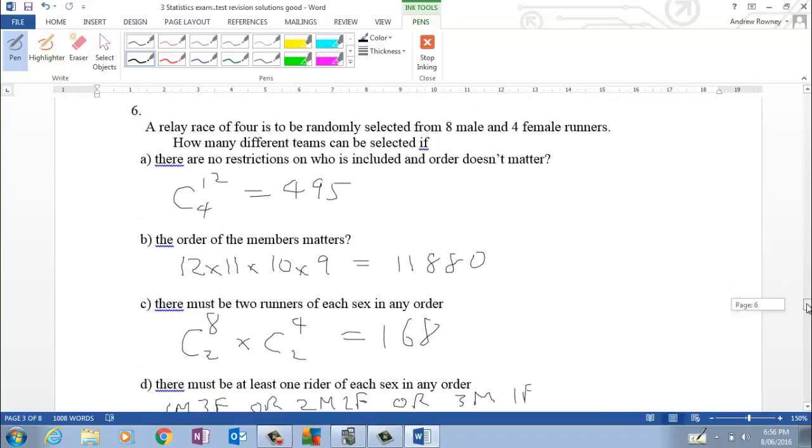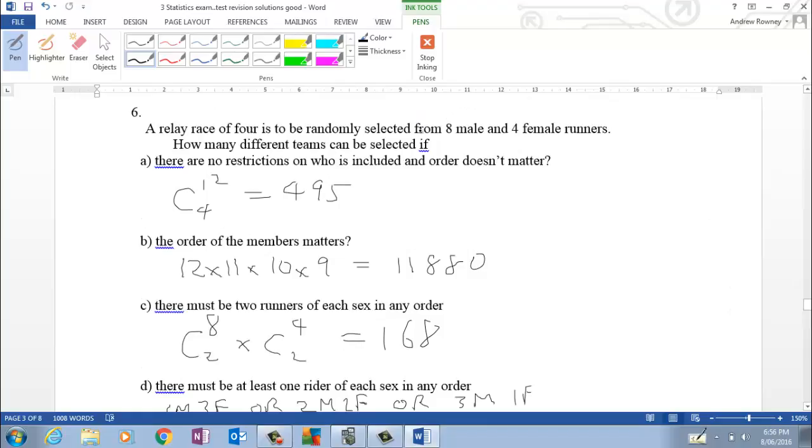Question 6, a relay race team of 4 is to be selected from 8 male and 4 female. How many different teams can be selected if there's no restrictions and order doesn't matter? That's C(12,4), selecting 4 people from the total of 12. Put that in the calculator, you get 495 different combinations of teams of 4.